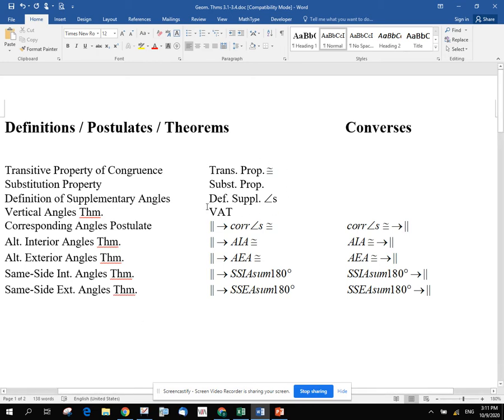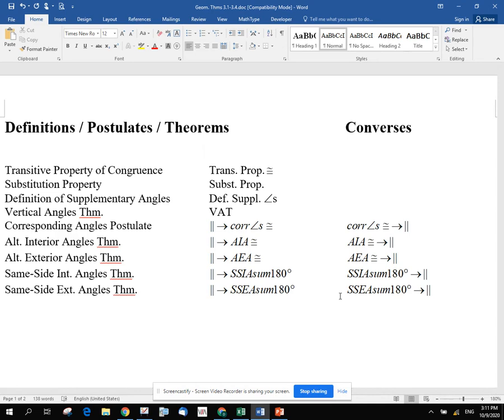So besides the 4 things that I just mentioned, here are the 5 abbreviations that we talked about in section 3.1, and now I'm telling you that the converse of all 5 of these theorems is also true. Now think about it this way, and let me try to give you an explanation as to why we do things the way we do them.